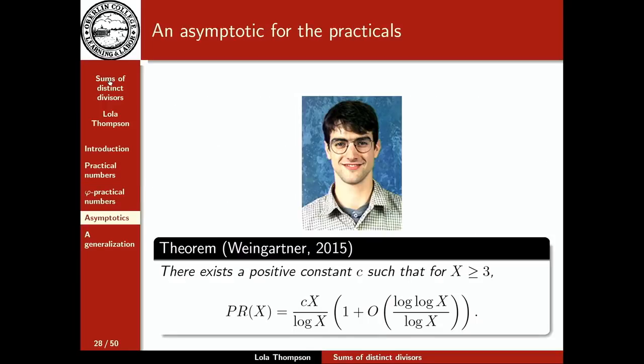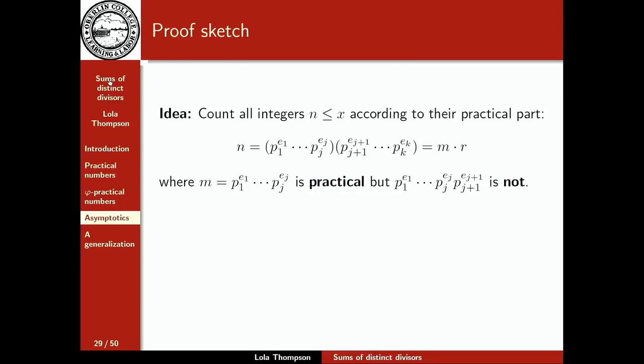OK, so I mentioned earlier there's a better result for the practical numbers. And here it is. Weingartner in 2015 showed that we can actually get an asymptotic for the practical numbers. And that is what he showed. I'm going to tell you a little bit about how he gets his asymptotic.